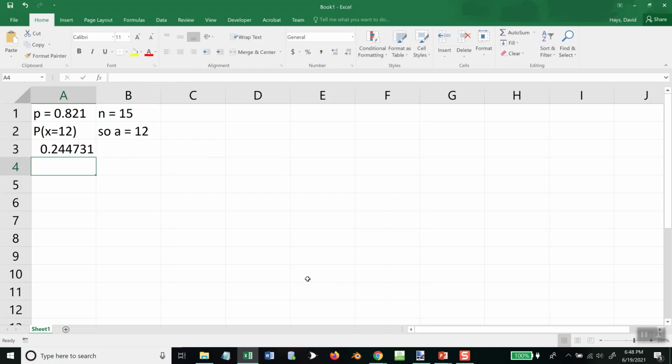Change it to a percent by moving your decimal point 2 places to the right and round to 1 decimal place, and we'll have 24.5%.